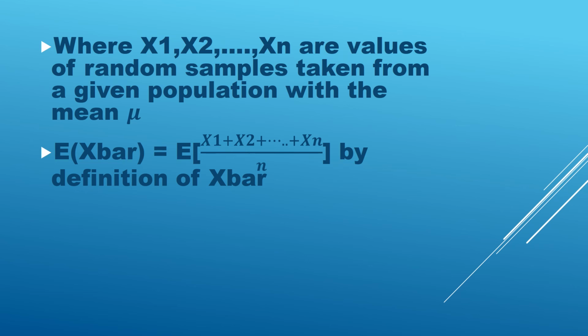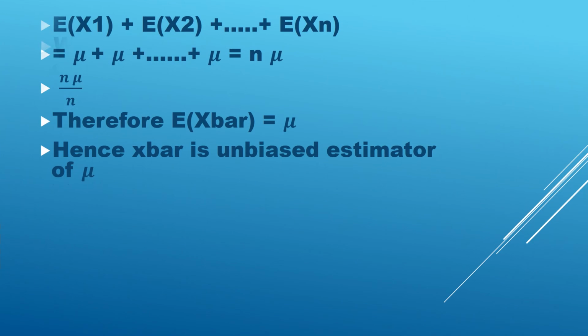Then the expected value of x bar is equal to the expected value of x1 plus x2 plus all the way to xn, divided by n. That's by defining what x bar means. X bar is the sample mean. You add all the random samples, then you divide by the number of observations. The random samples are x1, x2 all the way to xn. When you put them together, then you divide by n, the number of observations, we have our x bar.